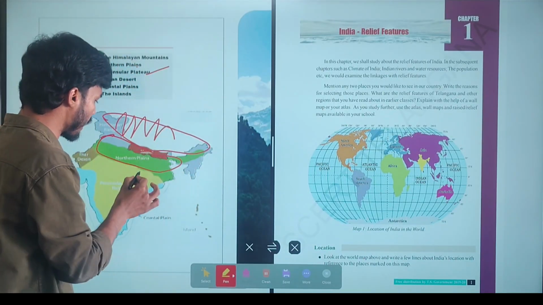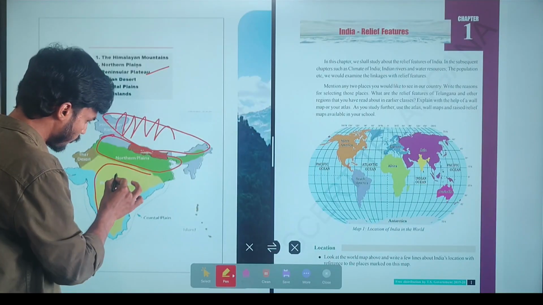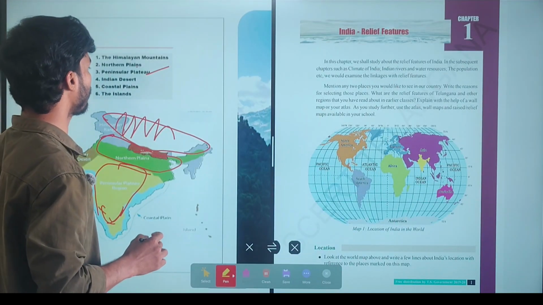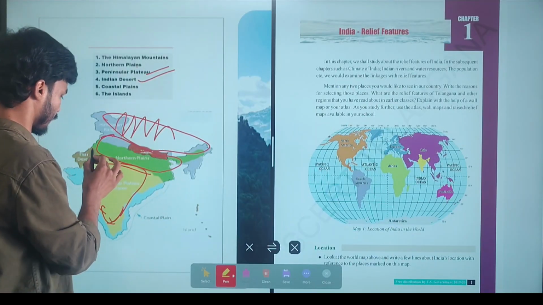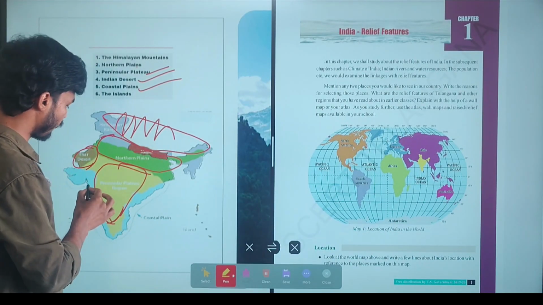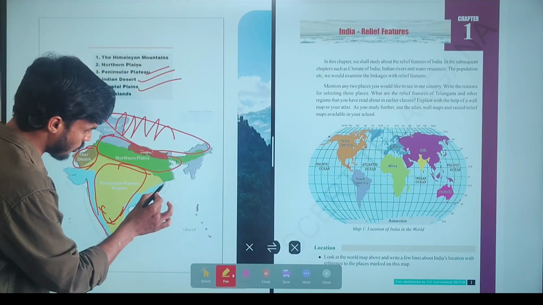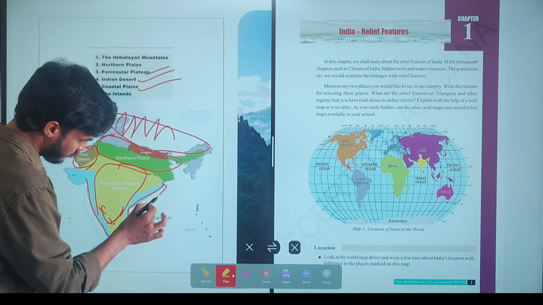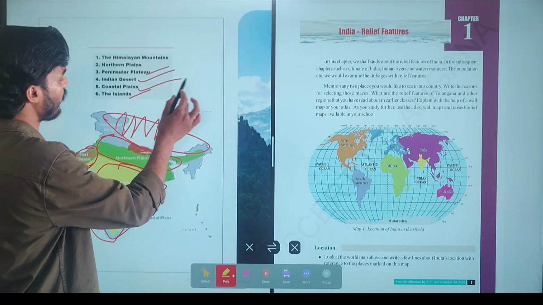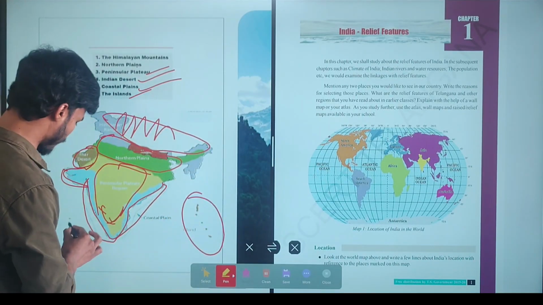Whereas the Peninsular plateau, the southernmost, we also commonly call the Deccan plateau. This region we call the Peninsular plateau. And the Indian desert. This is the Indian desert. Coastal plains from the west side to the east side. These are the coastal regions of our India. Next, islands. These are the islands.